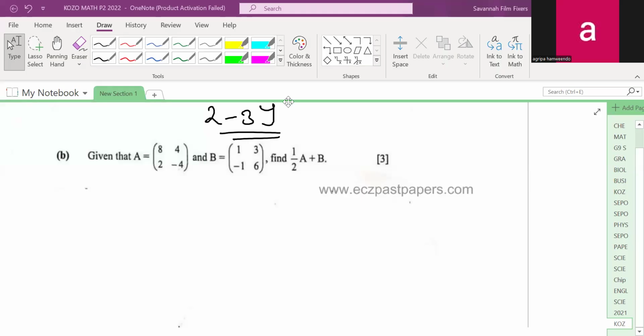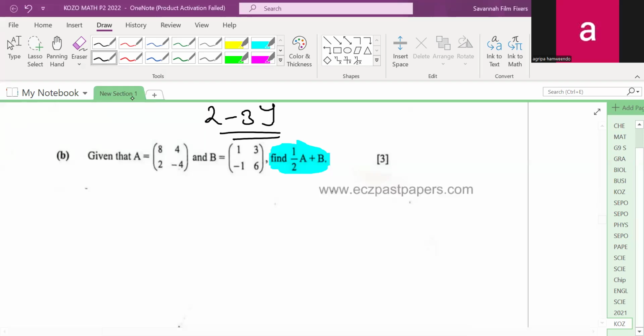Okay, so we have this question here on matrices. We have two matrices, matrix A: 8, 4, 2, -4, and matrix B: 1, 3, -1, and 6. They are telling us to find half A plus B. So what do you understand here?